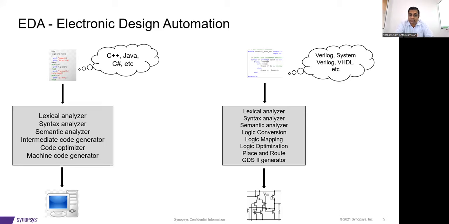But then you have logic conversion and logic mapping, because finally you're going to have a digital circuit. You need to convert these functionalities into actual gates and logical entities, which can then be created on an IC, on the wafer, which then becomes your IC. So you have steps like logic conversion, logic mapping, logic optimization, placing and routing, and GDS2 generator. GDS2 is the package that is created and then given to the fabrication industry to fabricate.